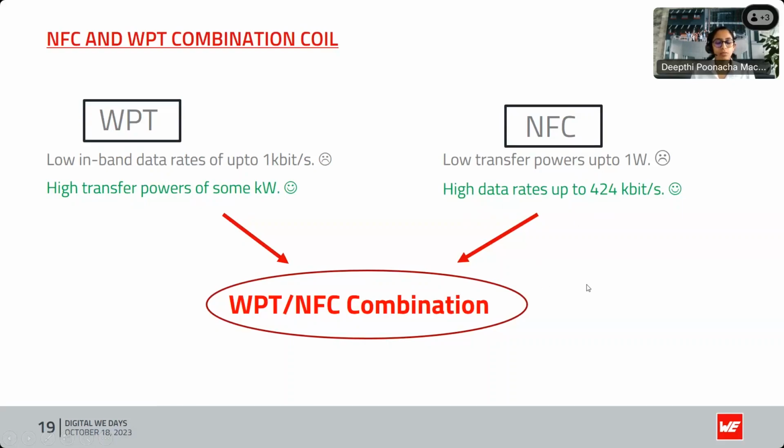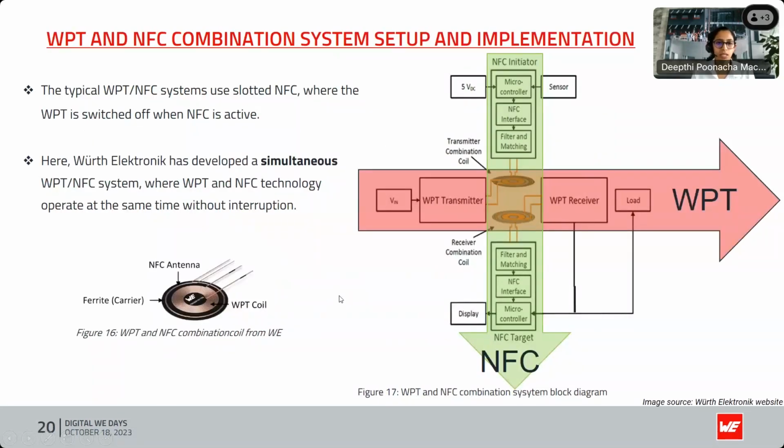In our system implementation, we have combined the two advantages of high data rates and high power transfer to build a simultaneous WPT NFC combination system. Normally, NFC is used in a slotted form where only NFC is turned on and WPT is turned off. At Würth Elektronik, we have developed a simultaneous WPT NFC system where both technologies operate at the same time without any interruption.